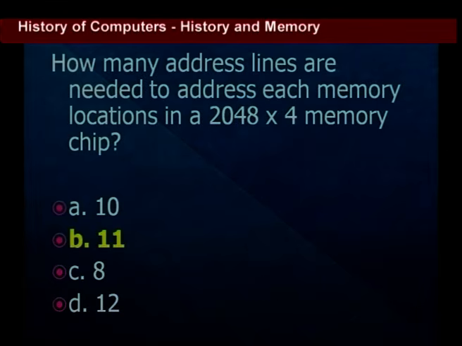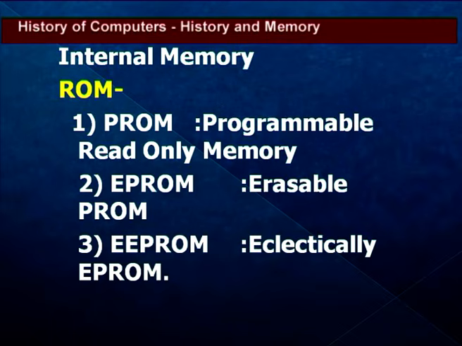The next question is, how many address lines are needed to address each memory location in a 2048x4 memory chip? That is 11, it is constant. Address lines are 11. Internal memory is one part of temporary memory and it stores automatically. Internal memory consists of the CPU, the central processing unit. ROM and RAM also are part of the CPU, but ROM is internal memory.